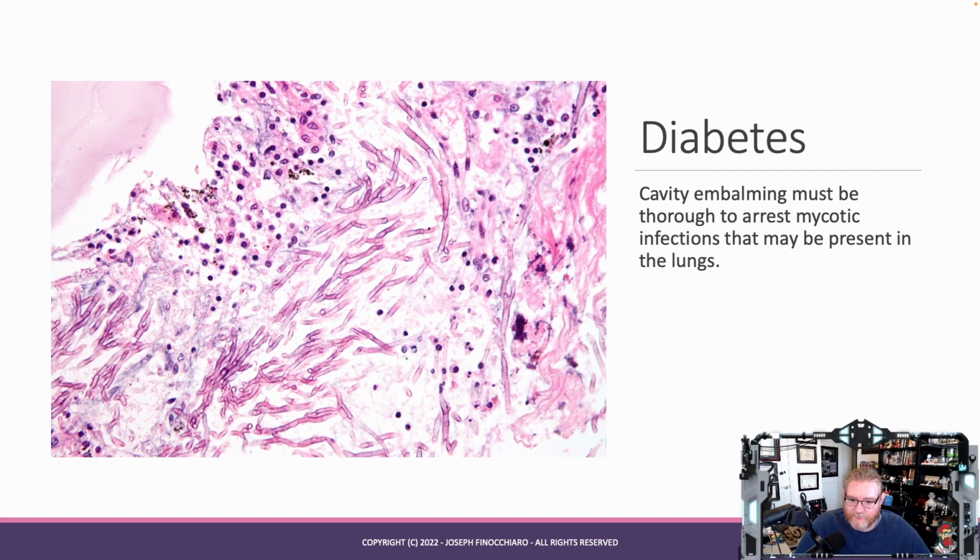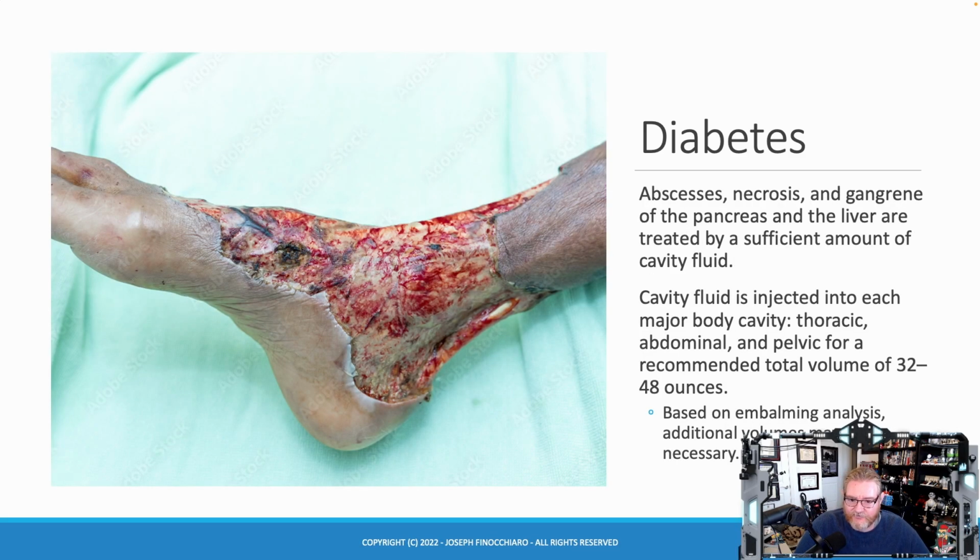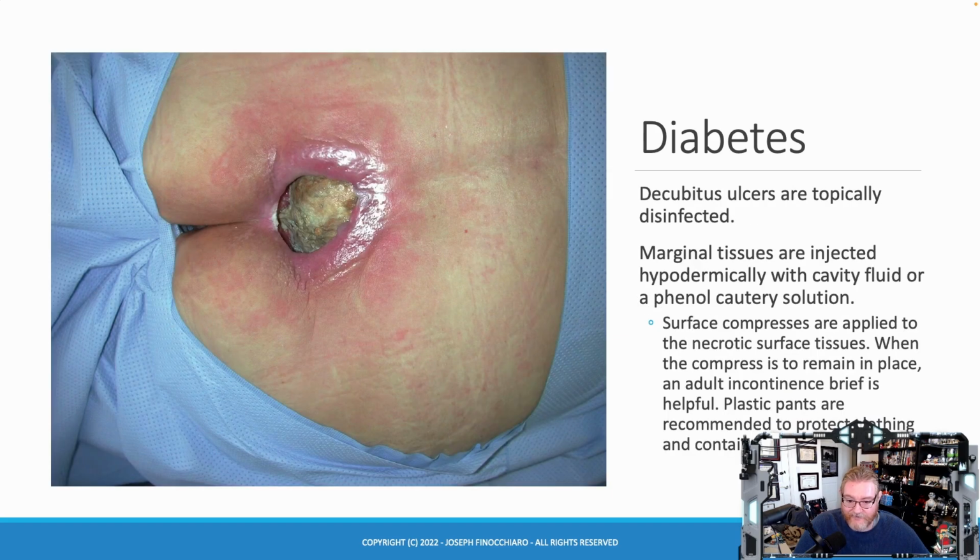Cavity embalming must be thorough to arrest mycotic infections that may be present in the lungs. Abscesses, necrosis, and gangrene of the pancreas and the liver are treated by a sufficient amount of cavity fluid. Cavity fluid is injected into each major body cavity, thoracic, abdominal, and pelvic, for a recommended total volume of 32 to 48 ounces. Based on embalming analysis, additional volumes may be necessary.